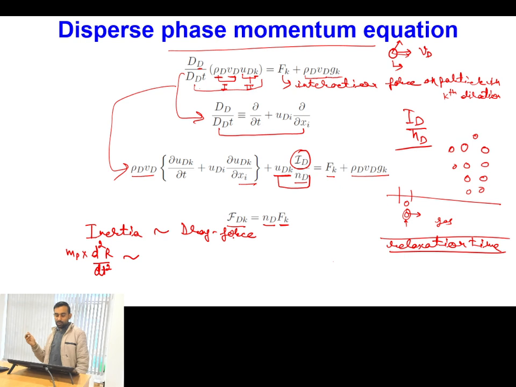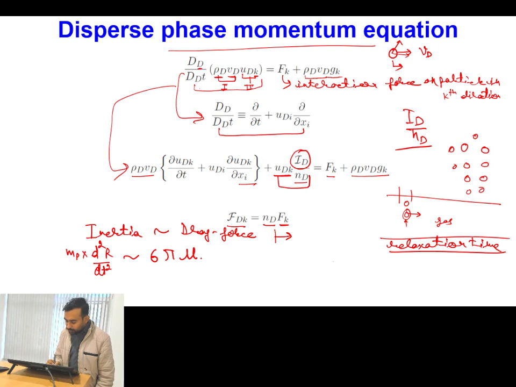If I consider the spherical particle, we know that drag force is of two types, form drag and skin friction drag. On a spherical particle, drag force is given by the Stokes solution, and as per that, the drag force acting on the spherical particle is 6 pi mu c r, where mu c is the dynamic viscosity of the surrounding continuous phase.